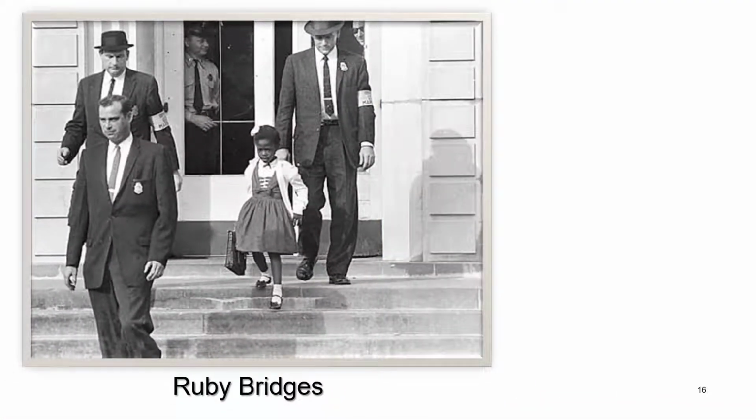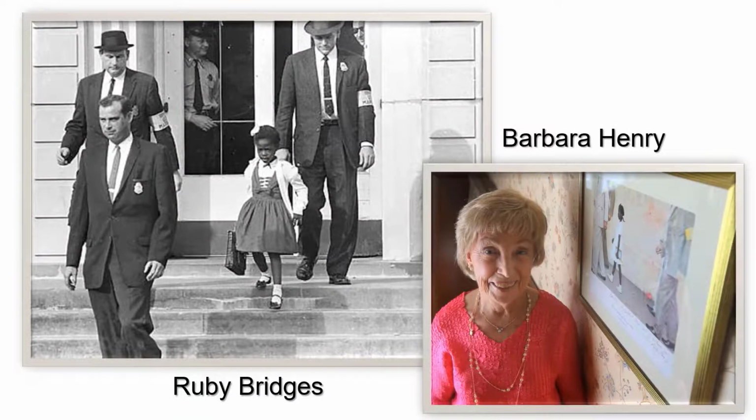And here is a photograph of Ruby leaving school, being escorted home by federal marshals. And do you know who this is? This is one of the other heroes of those times, Barbara Henry.